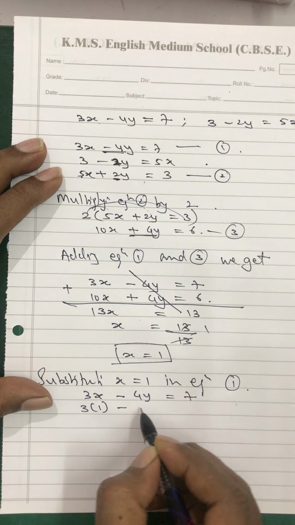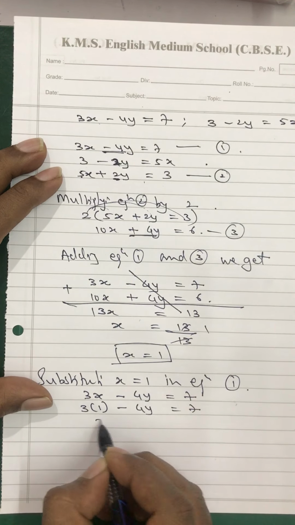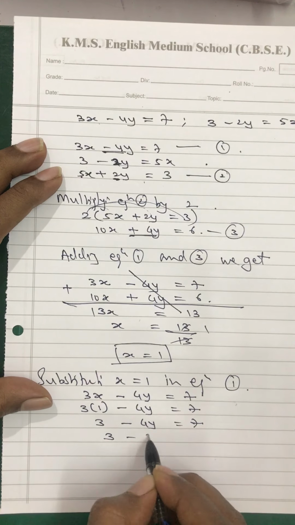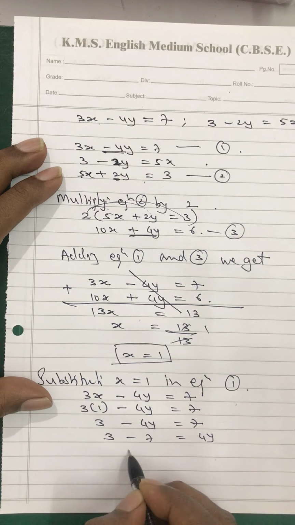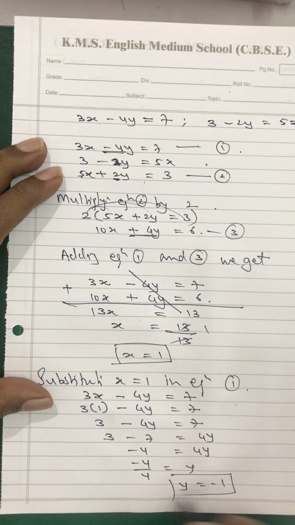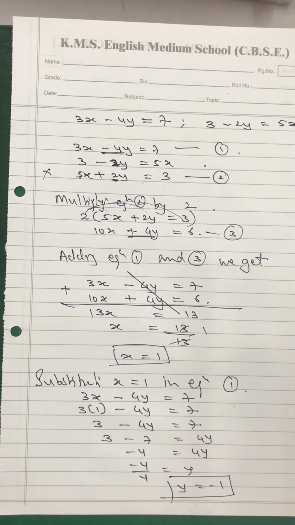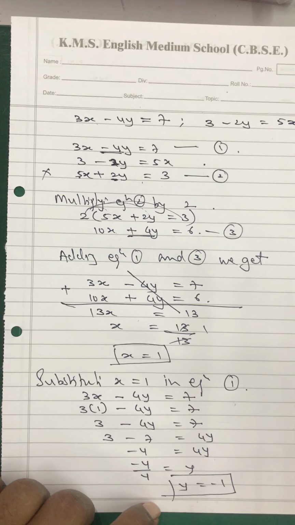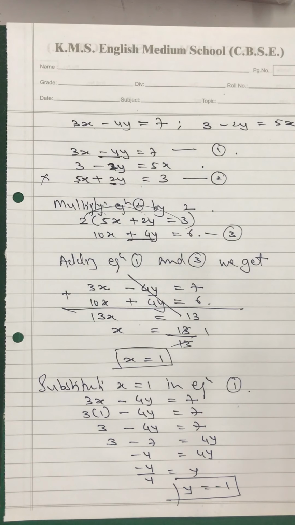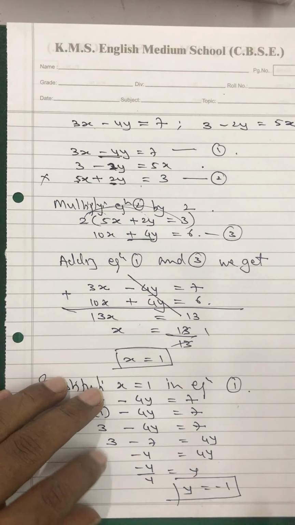So 3 into 1 minus 4y is equal to 7. 3 minus 4y is equal to 7. 7 comes over here. 3 minus 7 is equal to 4y. 3 minus 7 is minus 4 is equal to 4y. Minus 4 upon 4 is equal to y. So you will get y is equal to minus 1. I hope you all are getting this, my dear students. So now the end statement: x is equal to 1, y is equal to minus 1 is the solution of the given simultaneous equations. So this is how I have finished some questions.